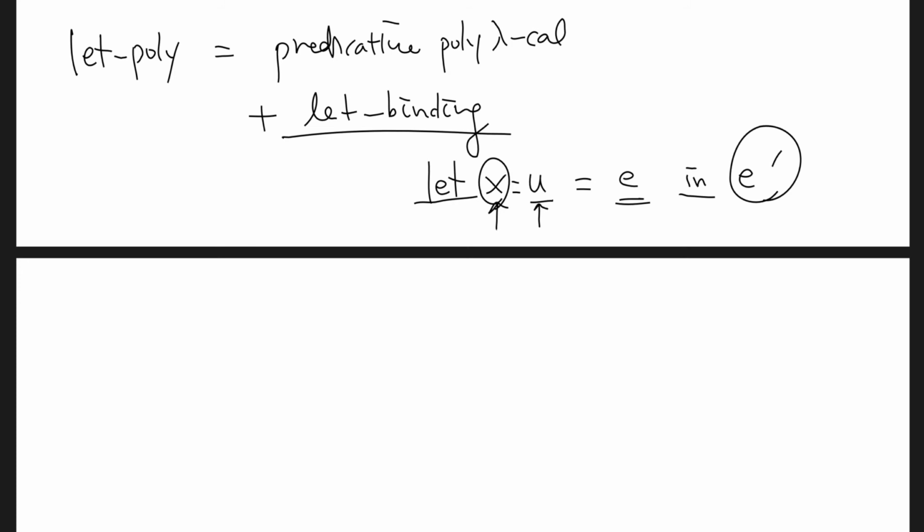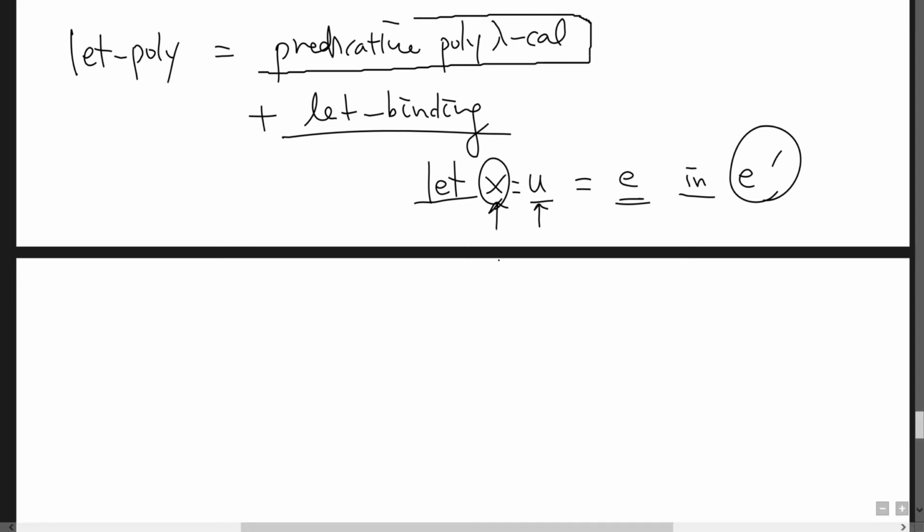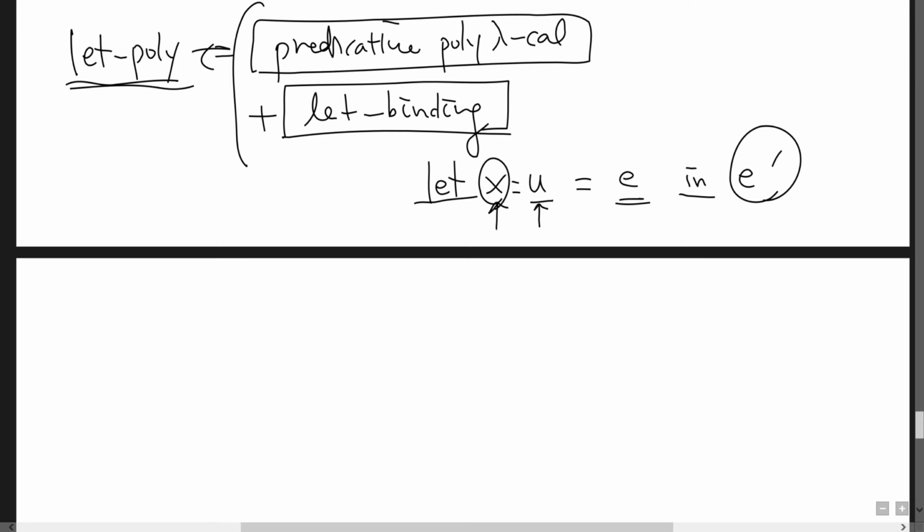So we are going to extend this predicative polymorphic lambda calculus with the new language construct called let binding, and then we obtain this let polymorphism. Here is the prototypical example of using let binding in this language. We have this let construct, and this f has this polymorphic type for all alpha, alpha arrow alpha, and the definition is the polymorphic identity function.